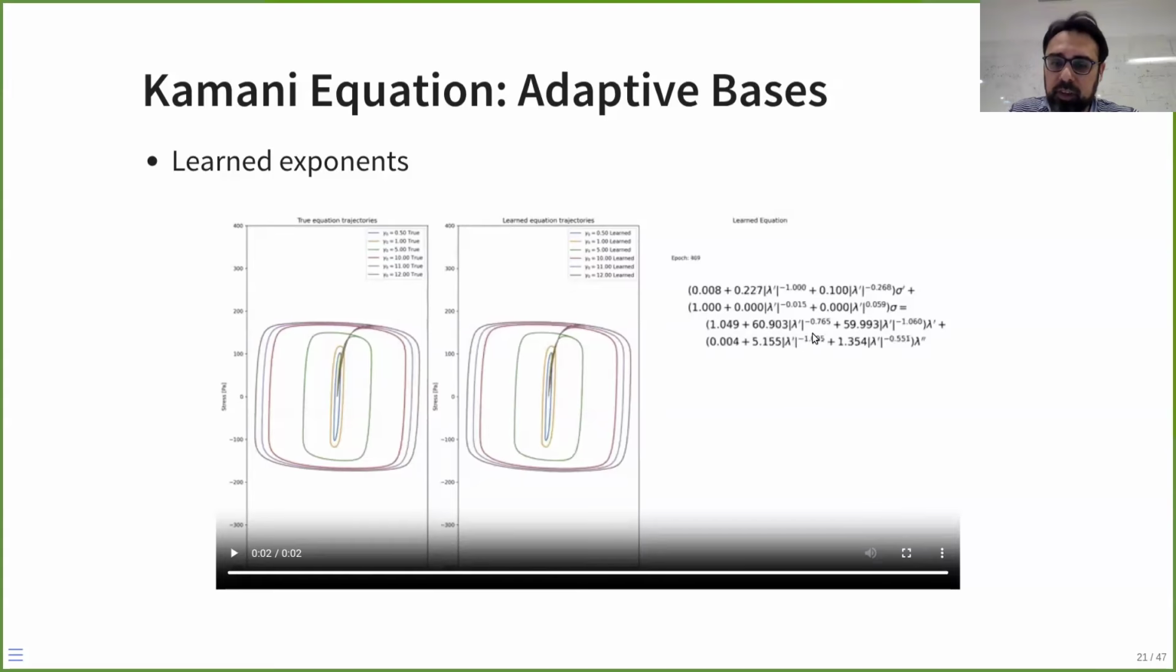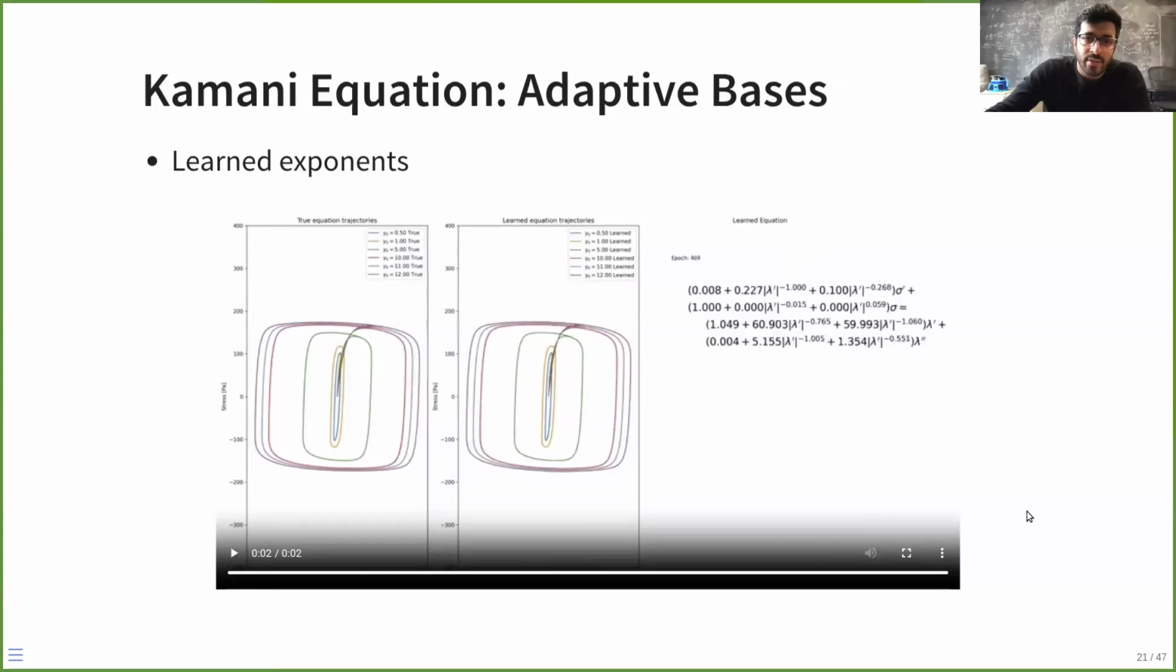Now, if you compare them with the ground truth in the Kamani equation, for the second derivative of the shear force, the exponent is -1 because it's in the denominator. Similarly for the derivative of the strain. So it recovers these exponents correctly, but some of the other coefficients are now either underdetermined or overdetermined.